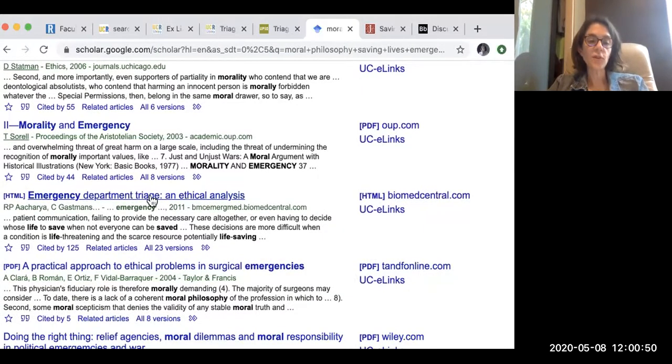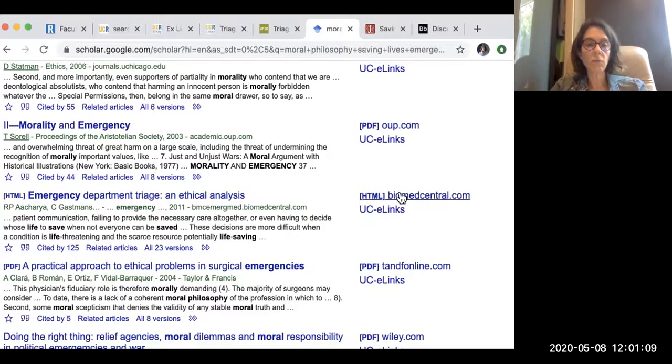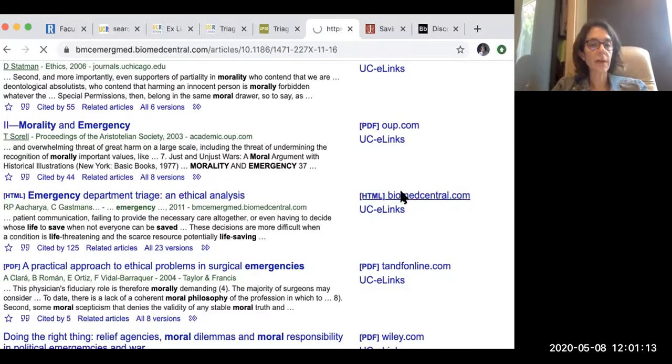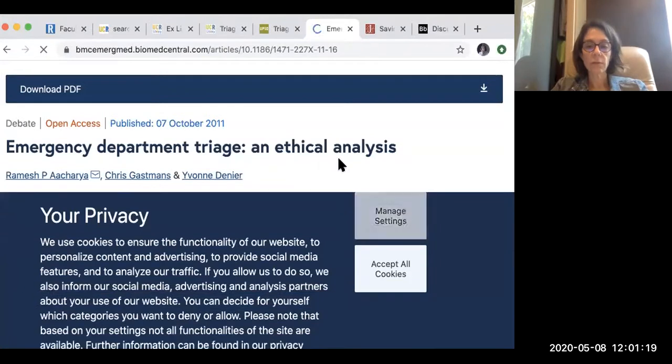Emergency department triage and ethical analysis, right? Well, this looks really promising. It's been cited by 125, which shows that it has some respectability and credibility, but it's also being published. Let's go here, and then we're going to get back to this page because I want to show you something else. But let's go here, and here are the authors.